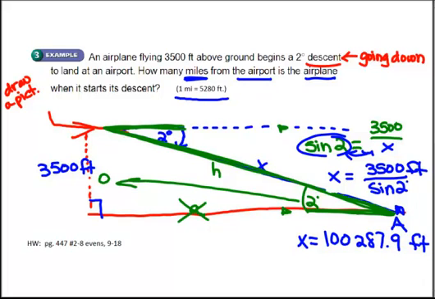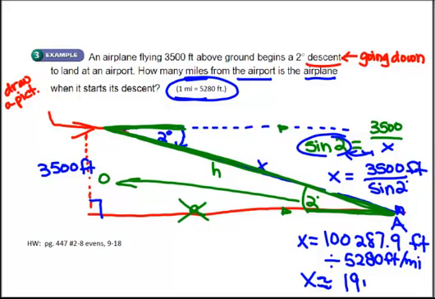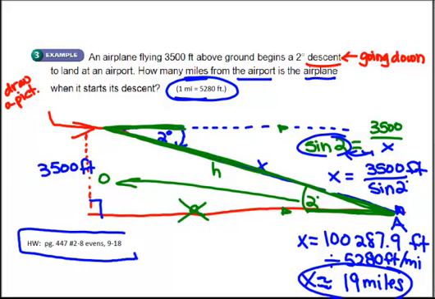And I told you that 1 mile is 5,280 feet. So if I'm given this many feet and I want to know how many miles it is, we have to divide by 5,280 feet in a mile. And we're going to find out our real answer is approximately, when you divide this out, you get 19 miles. And you're done.